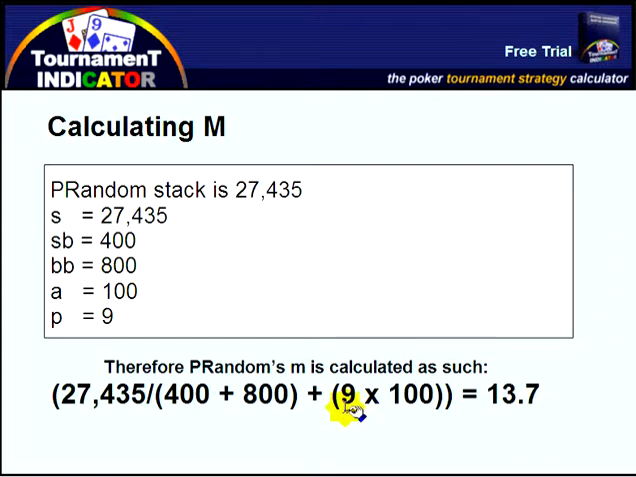Keep in mind that some tables have 10 players, which will affect this, and some tournament tables may have 6, 7, or 8 players, depending on how many players have been eliminated recently and those seats not being filled.